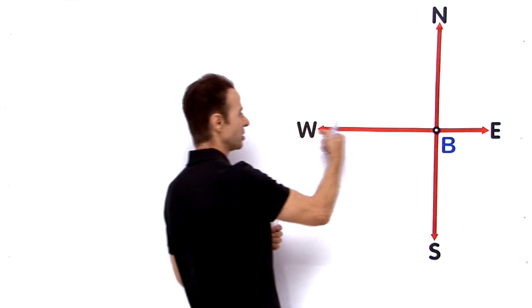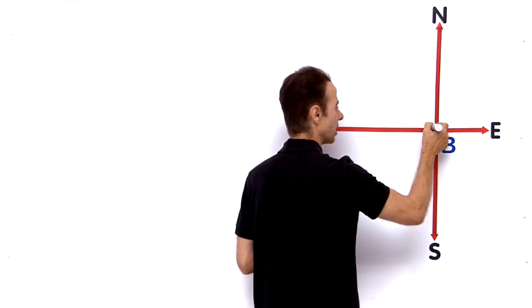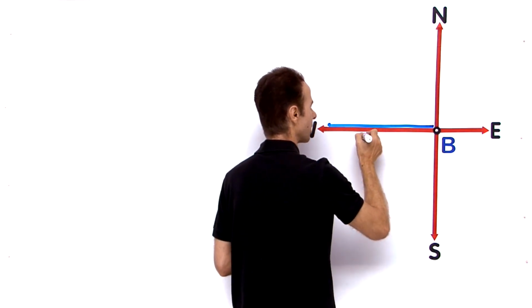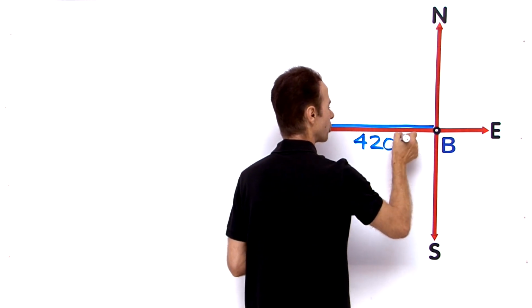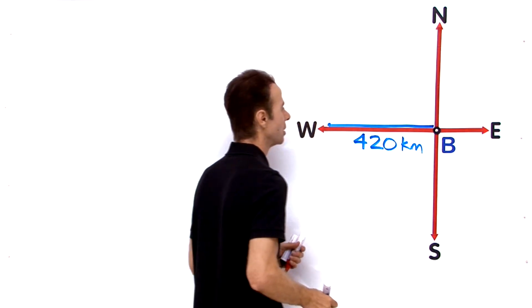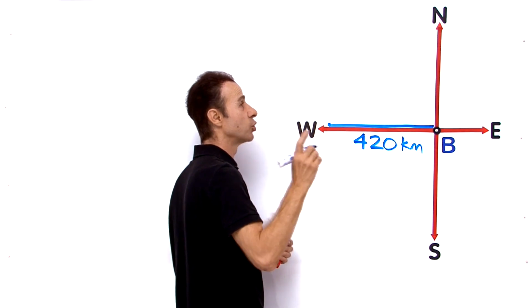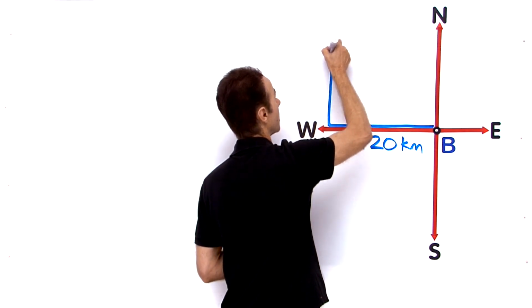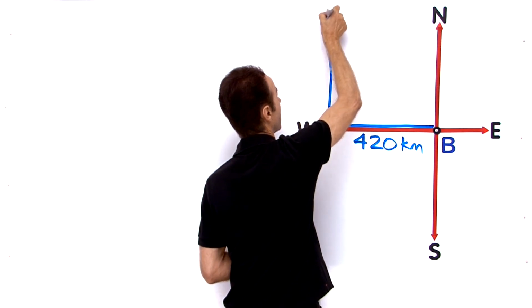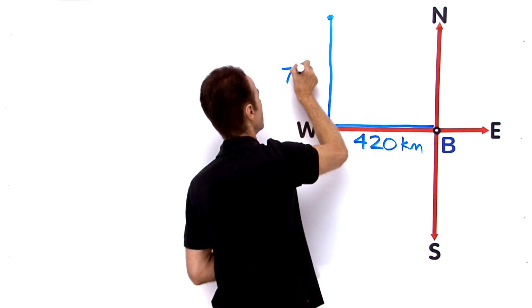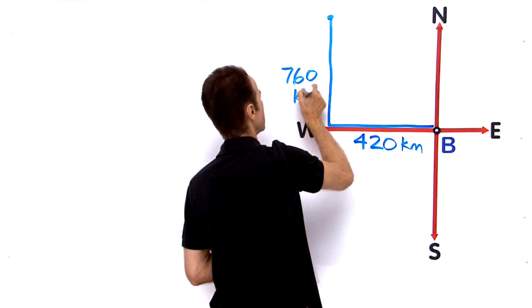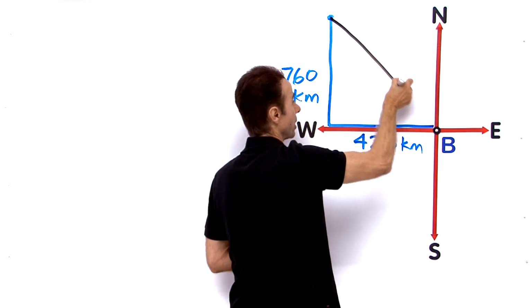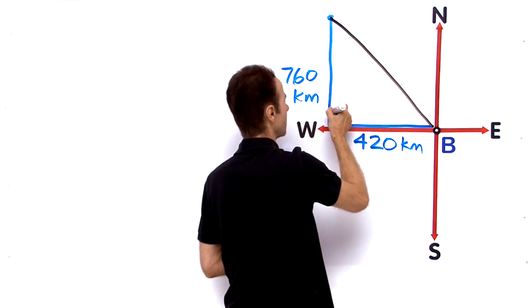420 west. So west is this direction from town B. So let's arbitrarily say that's 420 kms right there. Okay, then we travel north 760 kilometers. So this forms a triangle like that, and that's a right angle there.